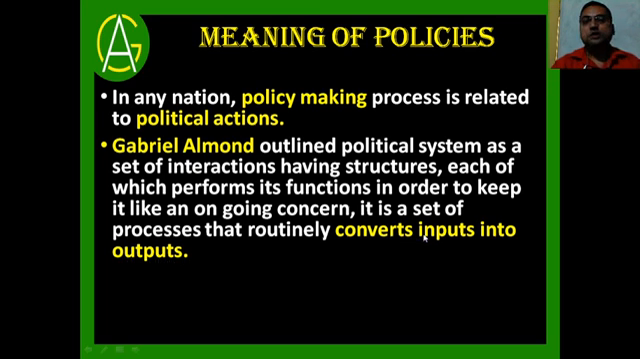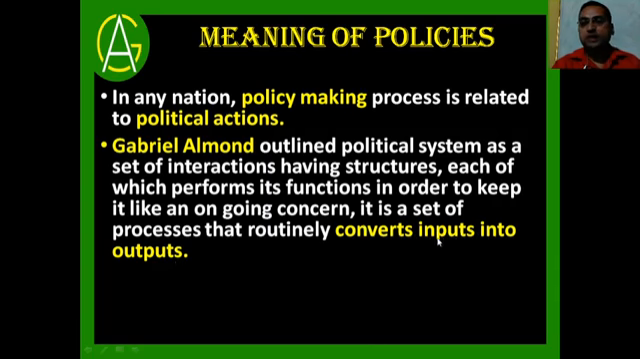So this is continuous process. Government continuously takes the feedback of the people, and on the basis of this feedback, on the basis of the opinion given by the general public, government prepares the policies by taking actions. So Gabriel Almond has said that the policy making process is conversion of inputs into outputs.